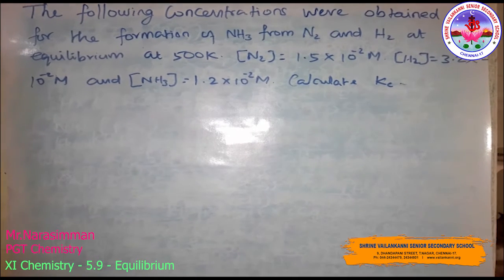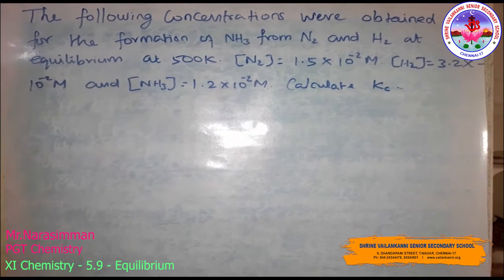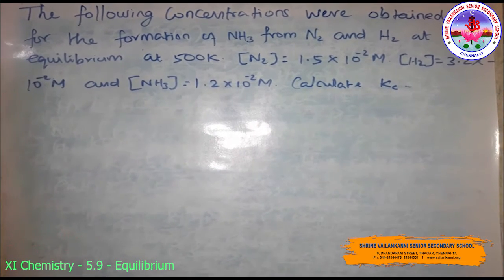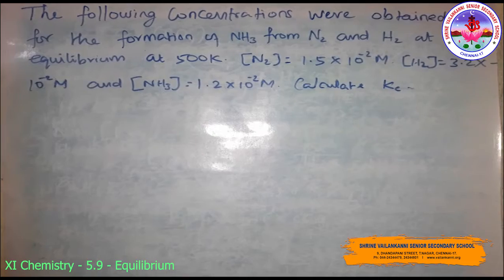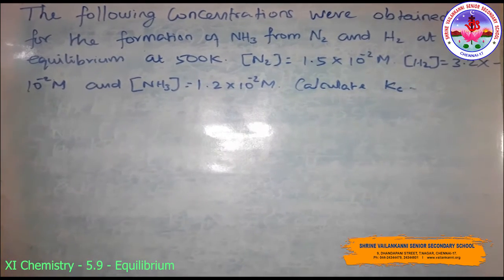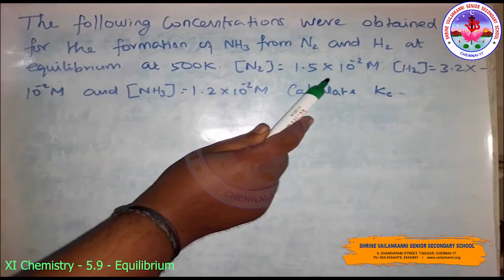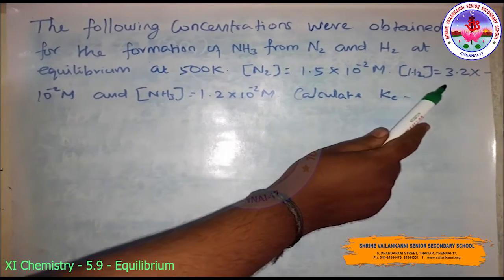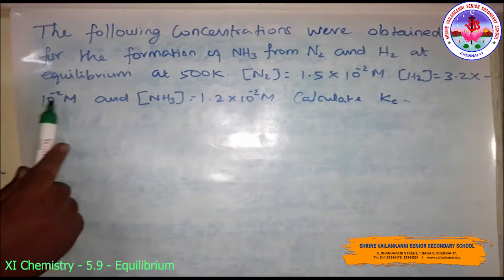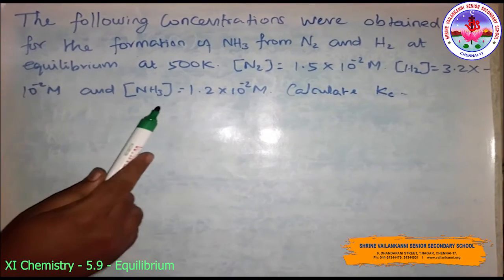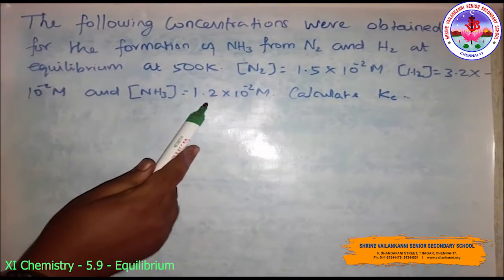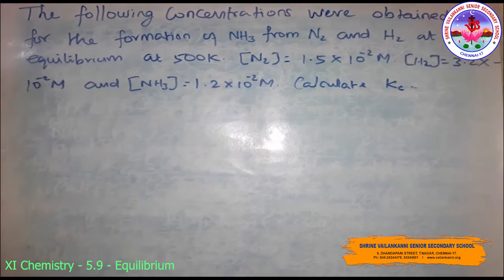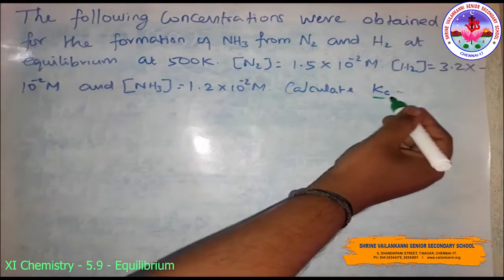Look at the problem. The following concentrations were obtained for the formation of ammonia from nitrogen and hydrogen at equilibrium at 500 Kelvin. The concentration of nitrogen is 1.5 x 10^-2 molar. The concentration of hydrogen is 3.2 x 10^-2 molar, and the concentration of ammonia is 1.2 x 10^-2 molar. Calculate the equilibrium constant, Kc.